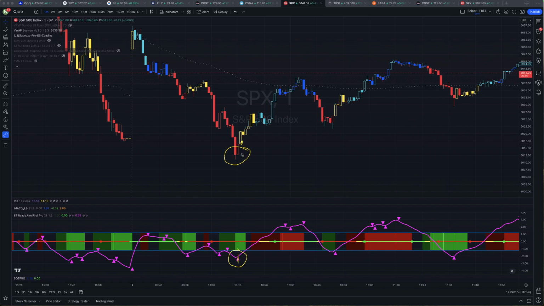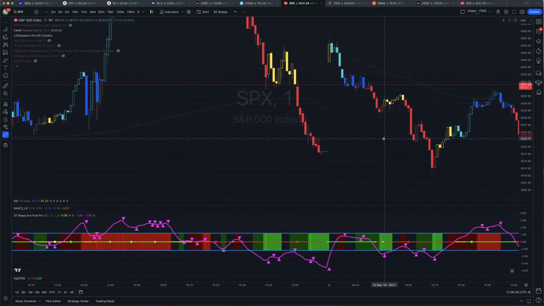RSI and MACD. This would have been a little late because we had a red candle and then we had a yellow candle. It still would have worked, but it would have been pretty extended when you tried to get in. So a better example, let's go to yesterday.